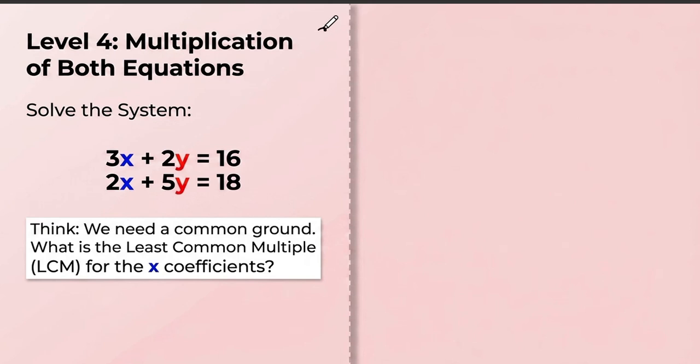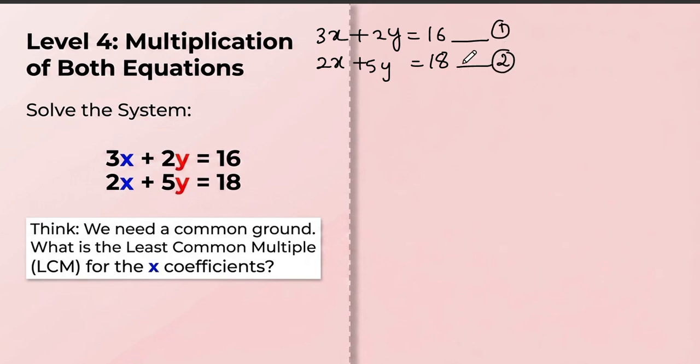Again, two equations are given: 3x plus 2y is equal to 16, and the second equation 2x plus 5y is equal to 18. Let's call it equation number 1, and this is equation number 2. Look at the coefficient of x, which is 3 and 2 here, and the coefficient of y is 2 and 5. So what do we have to eliminate? Let's eliminate x this time.